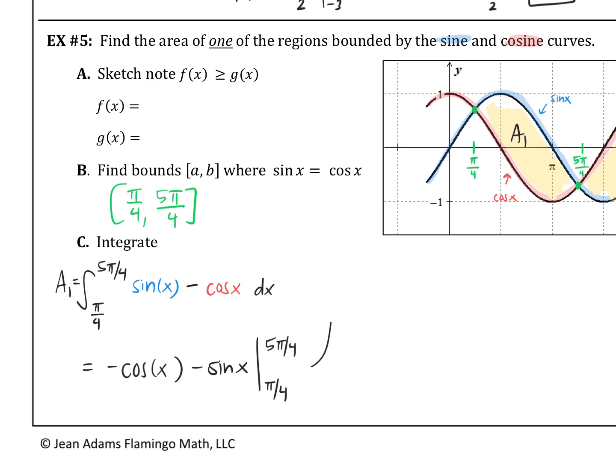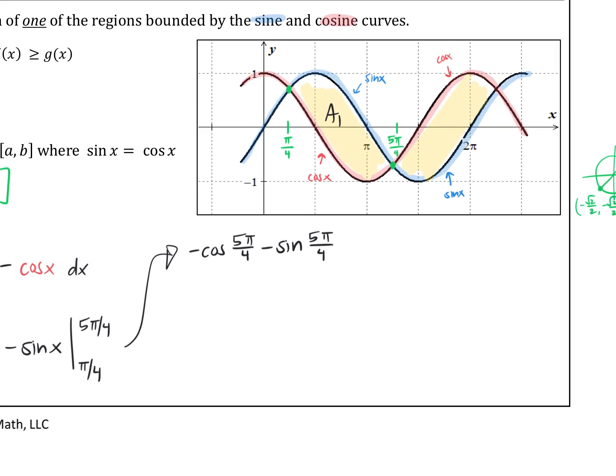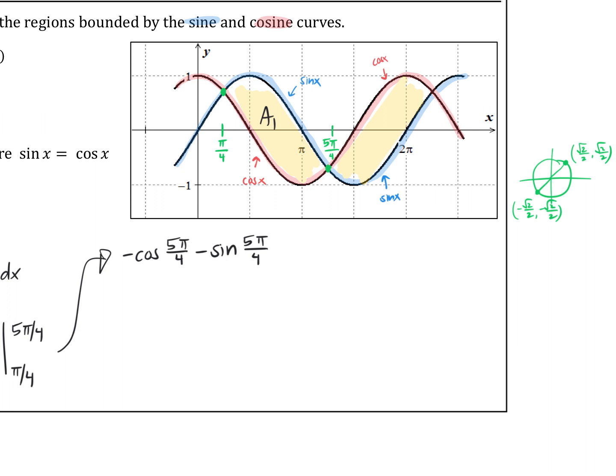Okay, so I'm going to plug these in. Negative cosine of 5 pi over 4 minus sine of 5 pi over 4. So if I look over at my unit circle, 5 pi over 4 is this coordinate point, okay? So cosine and sine of that value, those are both going to be what? Negative. Negative. So a negative, negative, which makes it a positive. So this is just square root of 2 over 2 plus the square root of 2 over 2.